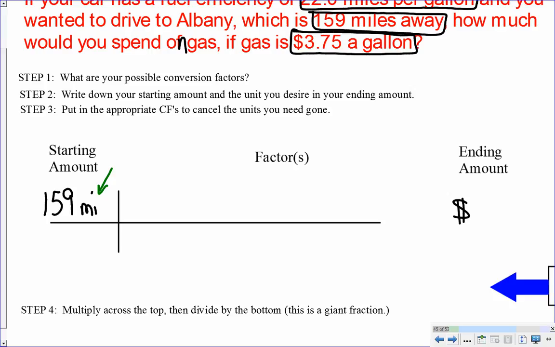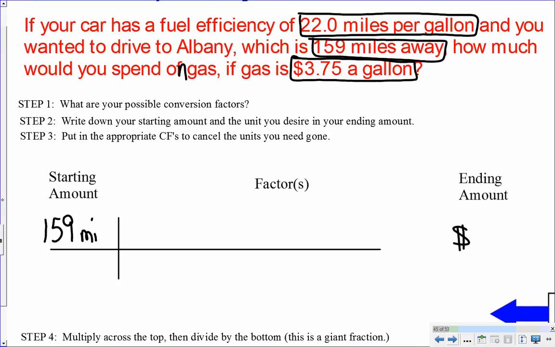So I'm going to pick a conversion factor that has miles in it, and will allow me to put miles on the bottom. My conversion factor that's going to have miles in it is right here, my 22 miles per gallon. So I'm going to do 22.0 miles in 1 gallon. I can assume that this 1 gallon is an unlimited sig fig for this particular problem. Good to go on that one. Now, what that allows me to do is get rid of miles.